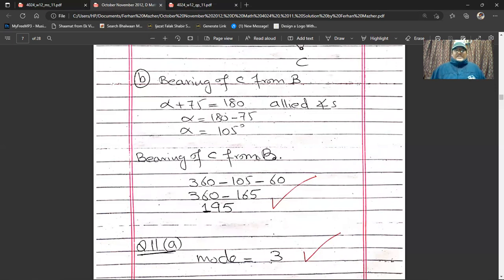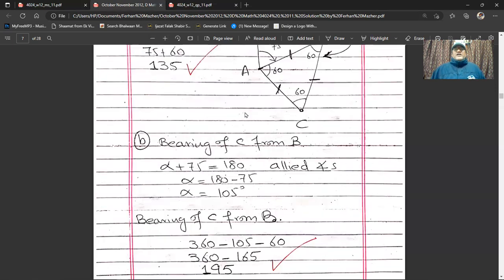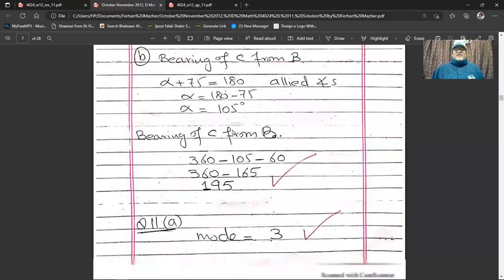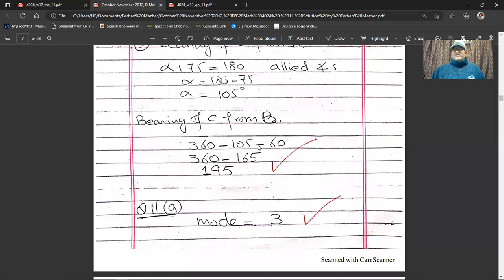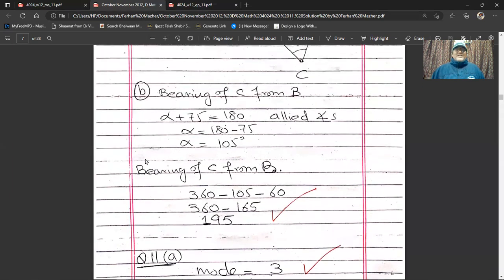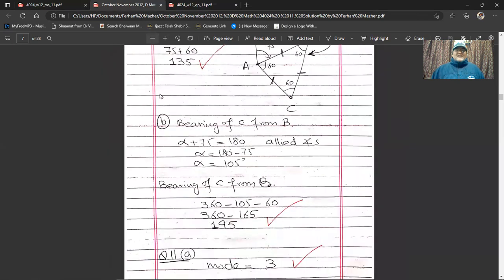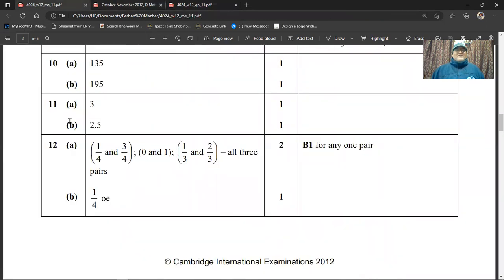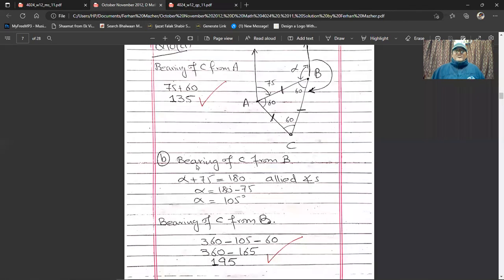Then the bearing of the C from the B will be 360 minus alpha minus 60. You will get this angle. The bearing of the C from the B will be 360 minus 105 minus 60. So 360 minus 165, and that will be 195. So that means the bearing of the C from the B will be 195. Sir, 195 is the right answer. So this is the solution.